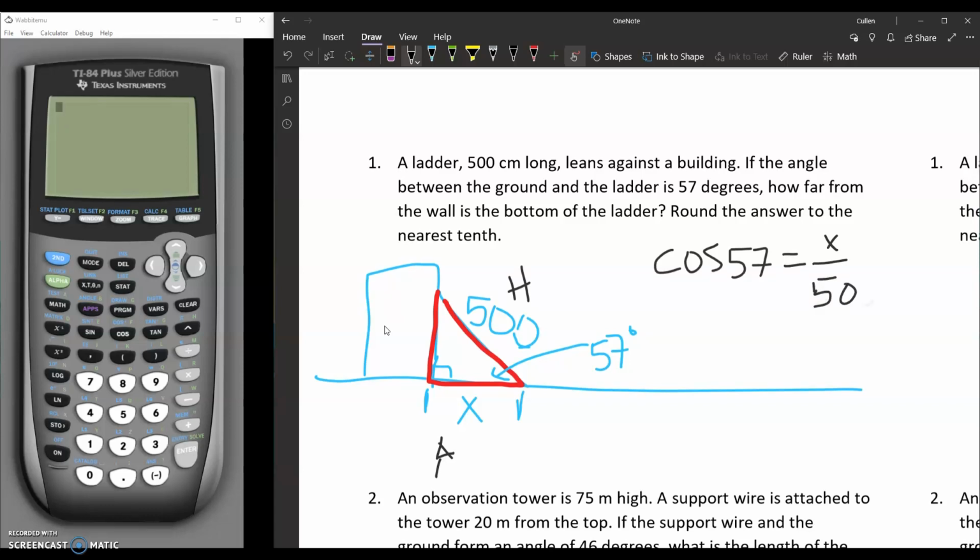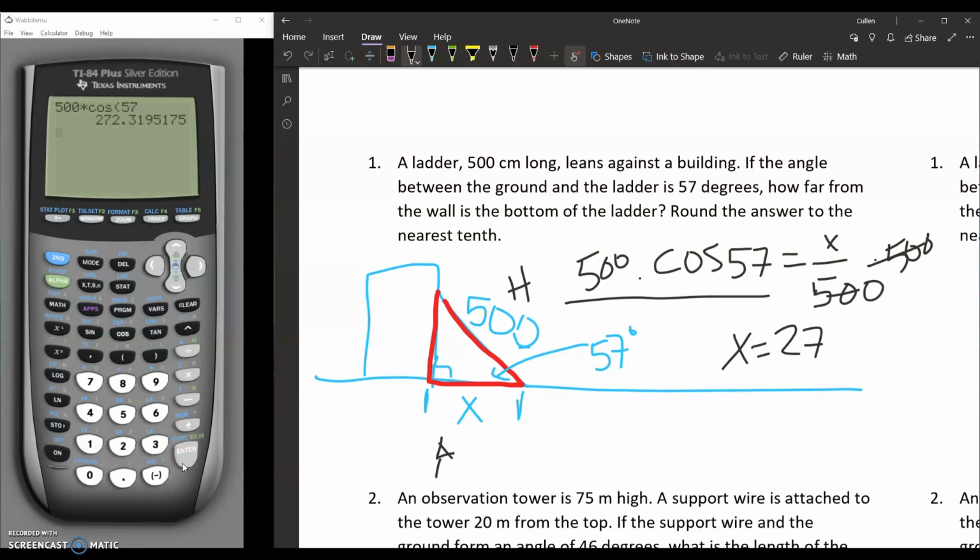And then you would go through and solve for x like we did yesterday. So multiply both sides by 500. You've done it several times, so you should probably be getting good at it. Cross those out. So my answer is going to be 500 times cosine 57. And I'm going to type that into my calculator real quick. Here we go. So x should be 272.3. We wanted to round to the nearest tenth. It doesn't particularly bother me what you round it to, but I will round it to whatever the question says. And this is centimeters. So make sure you put your units here if you have them.